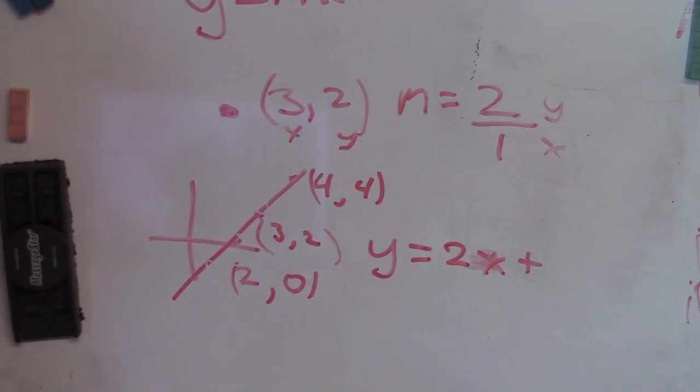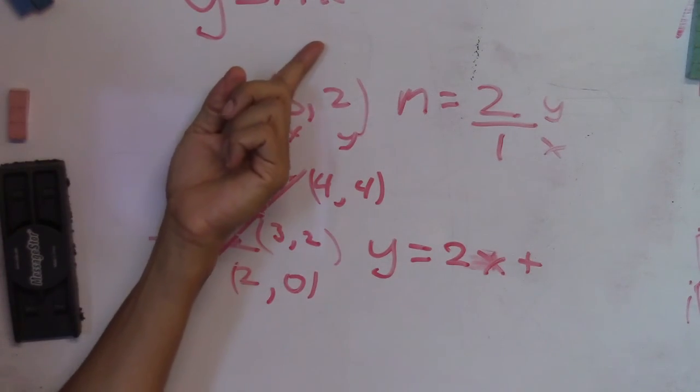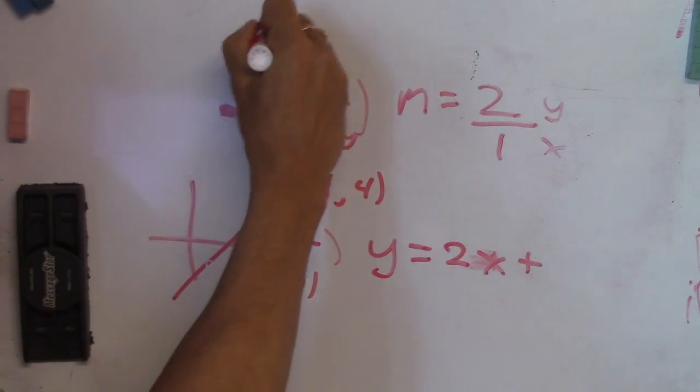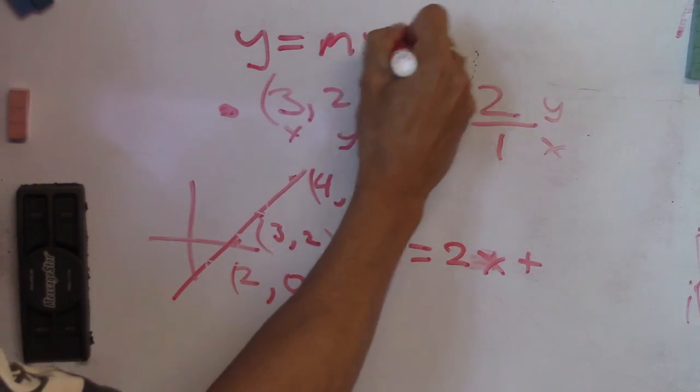Fooling around with straight lines. Y equals mx plus b. Oops, let's put this down a little bit. Y equals mx plus b.